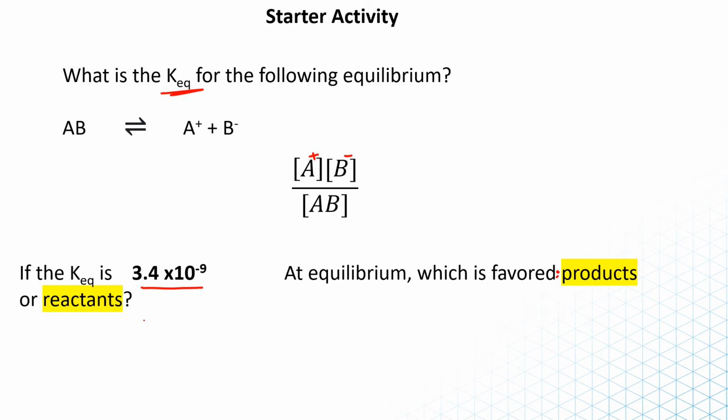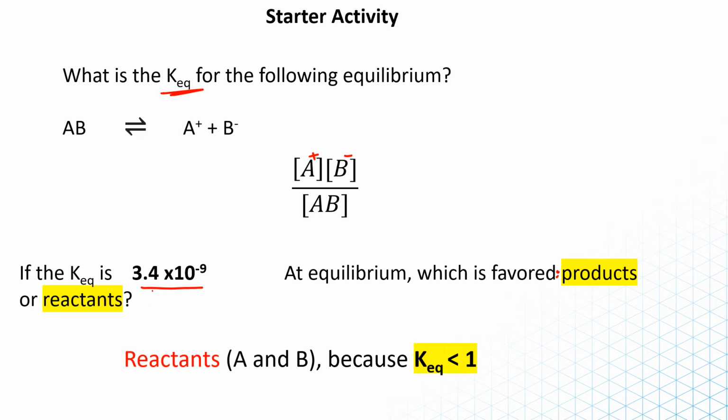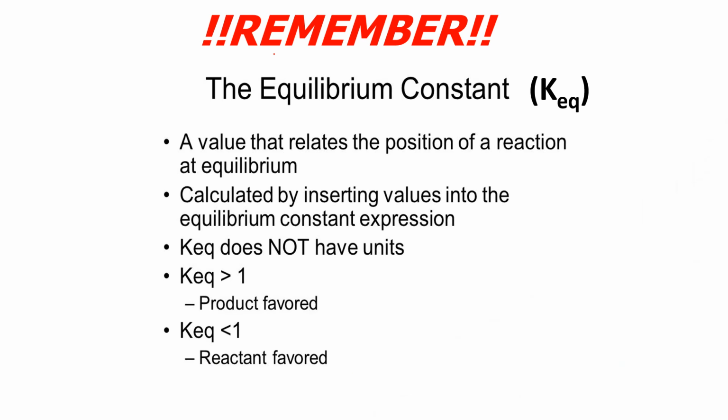Products or reactants? So reactants are favored, which are the A plus and the B minus, because K equilibrium is less than 1. So this is a quick revision on the K equilibrium. The equilibrium constant is a value that relates the position of a reaction to equilibrium. We know how it is calculated and it doesn't have units. And if K equilibrium is more than 1, product is favored, meaning you will have more products than reactants.